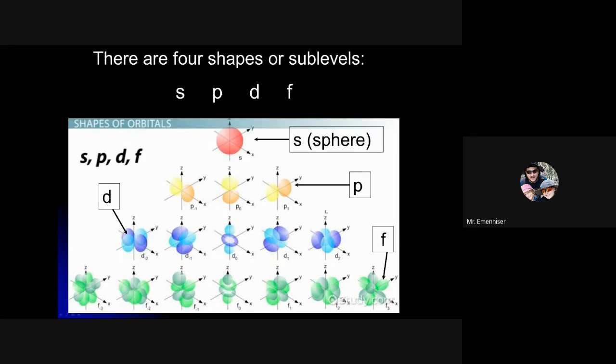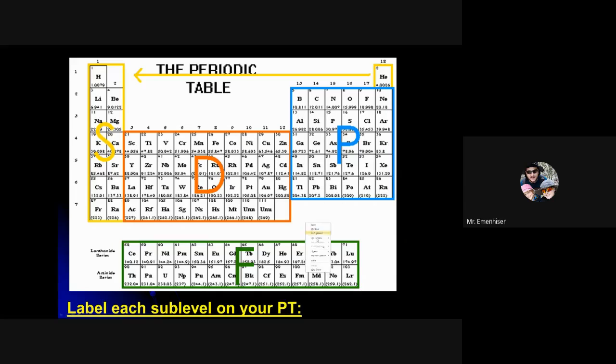Okay, so we got S for sphere, P, D, and F. Here's where they are on the periodic table. And I showed you guys this. So this is the S block. That means that their valence electrons are in an S shell.